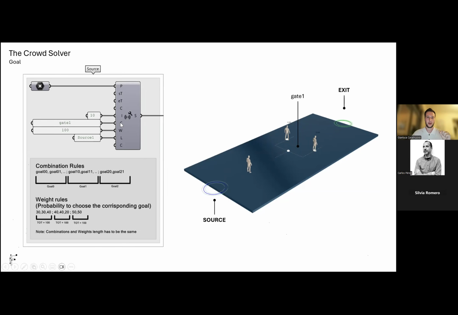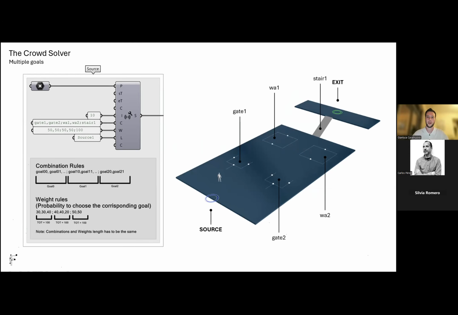And then we have these two inputs which go together, which are combinations and weights. In this example, we have only one parameter, which is gate one. So here, as combination, I set gate one with weight 100. This is basically the probability that the agent will go towards that specific parameter.